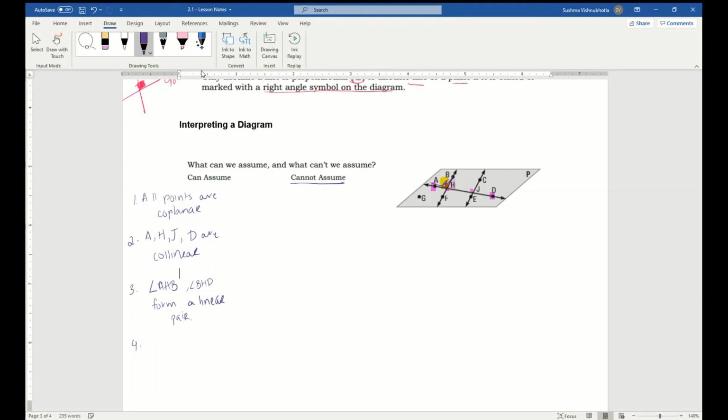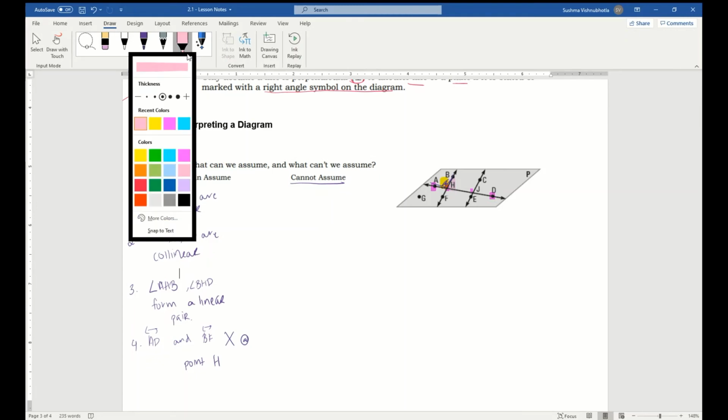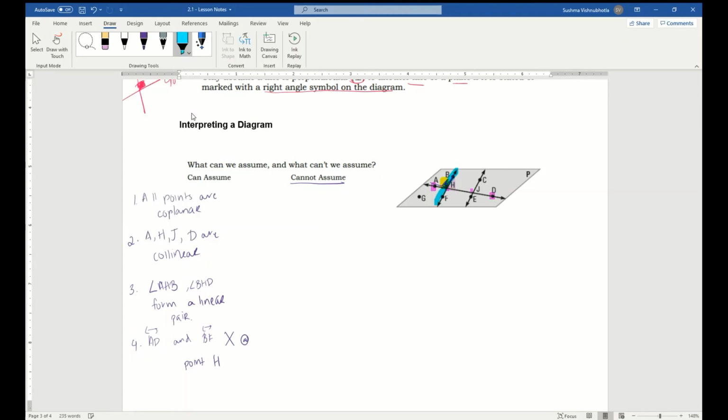Another thing you can assume is line AD and line BF cross at point H. So line AD is the one where I marked those points, A, H, J, and D. So that line. And line BF is right here in the blue now. So they both cross at point H. Okay.